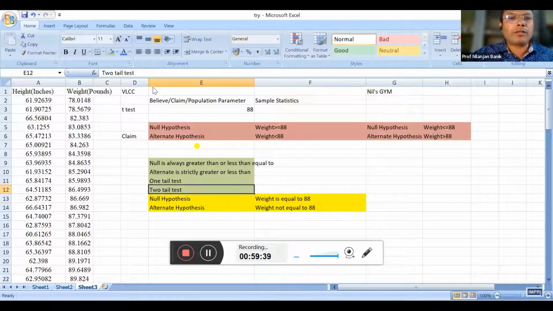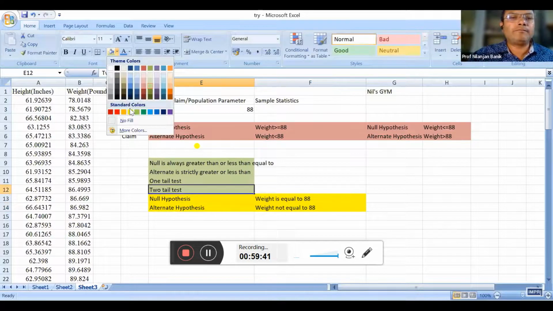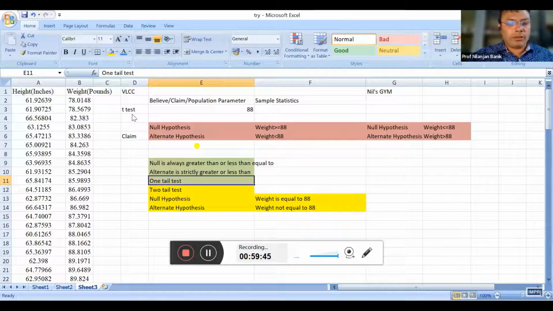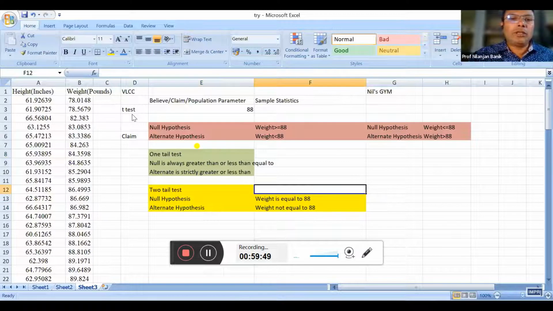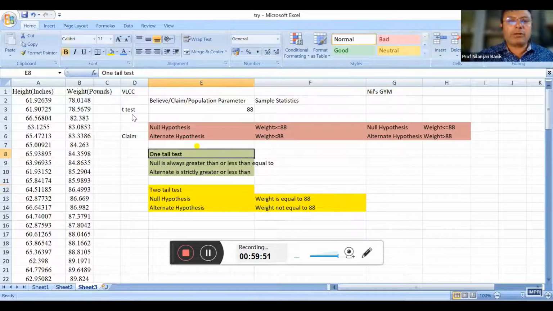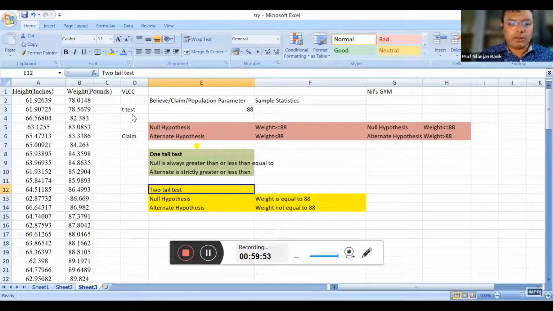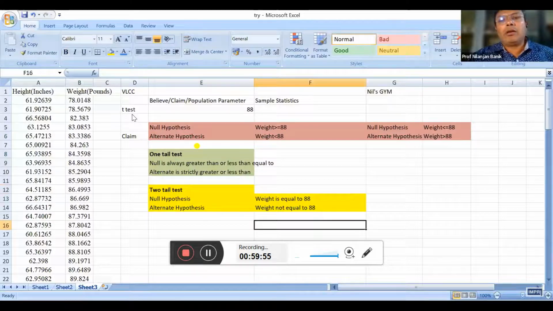So for two tail test, this would be... So this is a two tail test. Let's take it over here. So in case of one tail test, you have this greater than equal to. In case of two tail, this is... Is it clear? Any question? Anyone? Any question? Please ask.